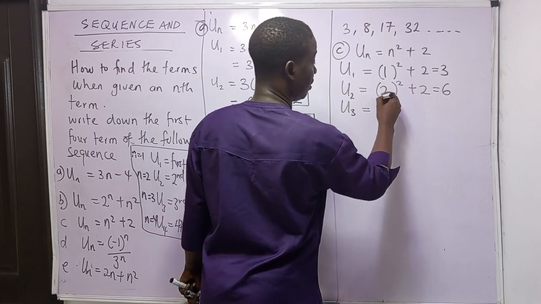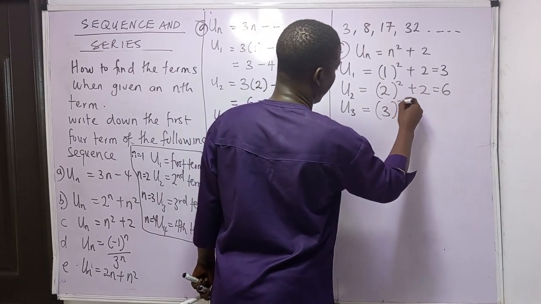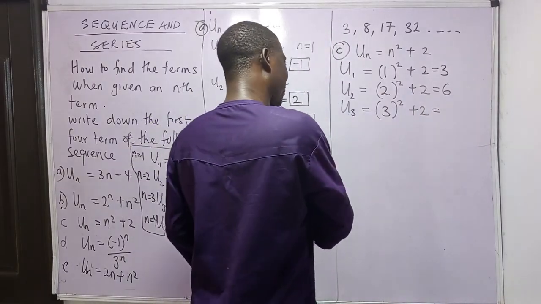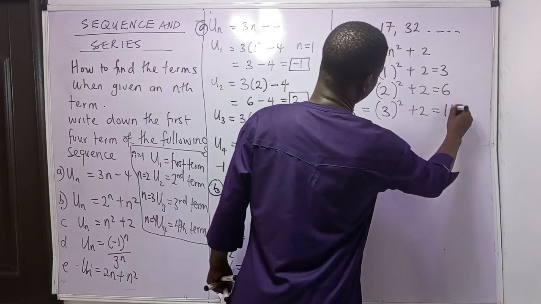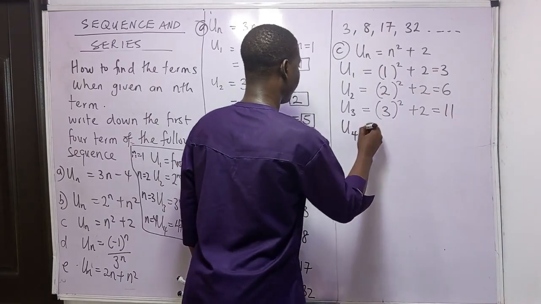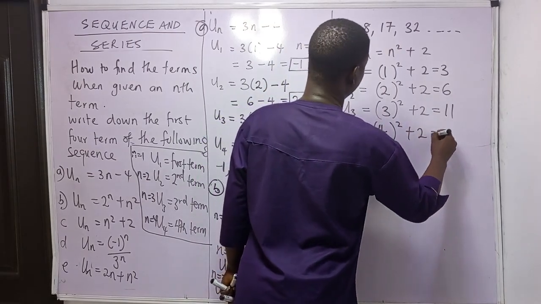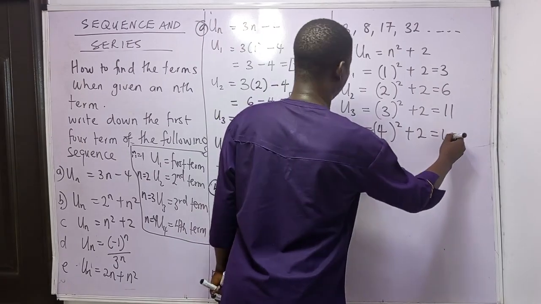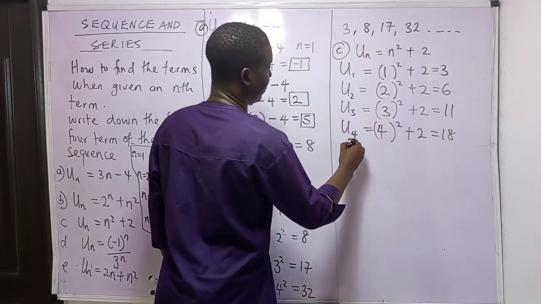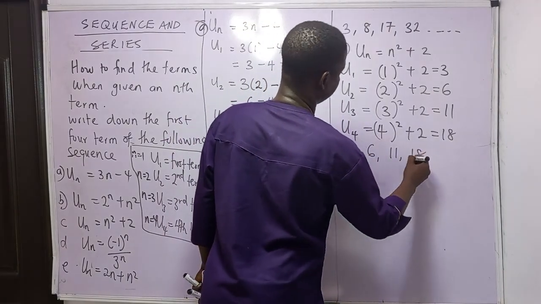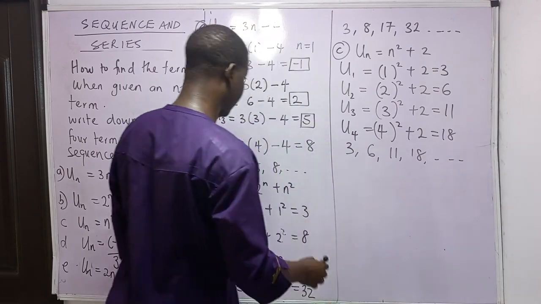u3 is 3 squared plus 2. I think that will give us 3 squared is 9, plus 2 is 11. Then u4, I would have 4 raised to 2 plus 2. This is 16 plus 2, which is 18. So our final answer was 3, 6, 11, 18. That is the first 4 terms.